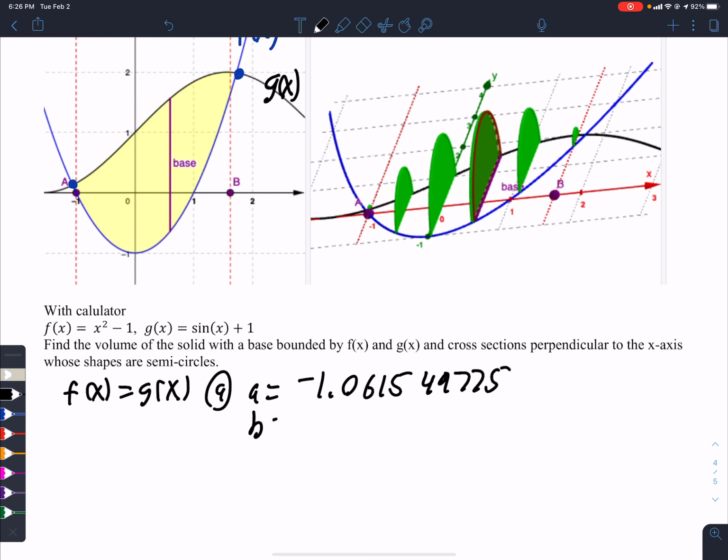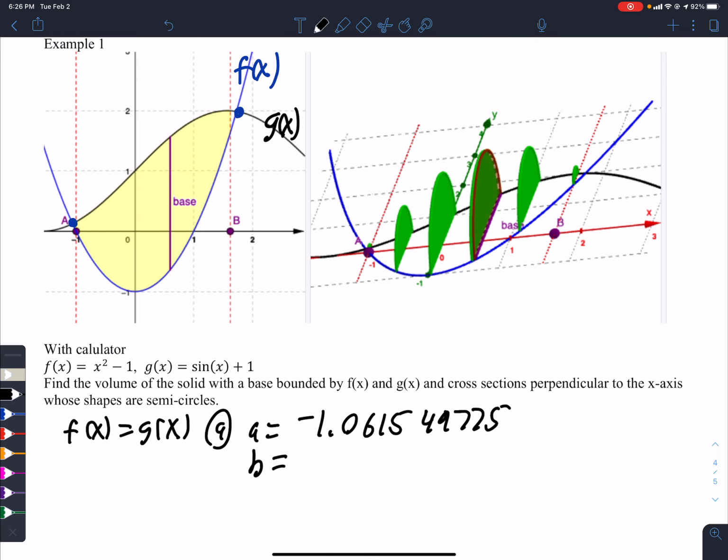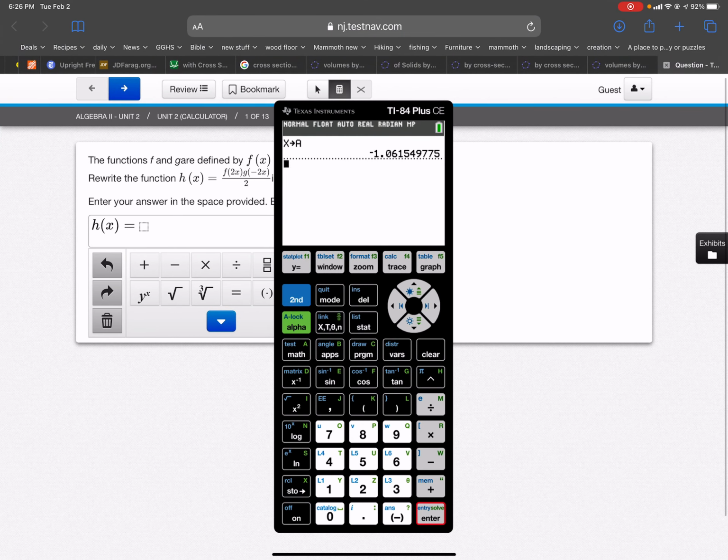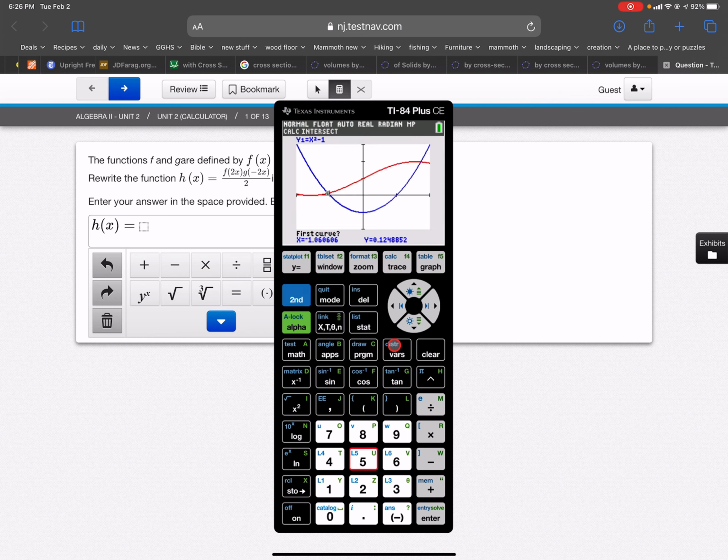49775. And at B equals, this will be the second one. And you might want to label these as A and B for your own reference. So let me store the other one as B. So let me find that. So second calc, intersect 5.